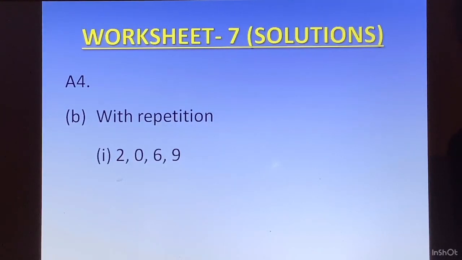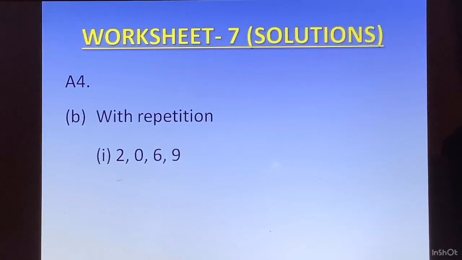Now we have to form a 5-digit number and only 4 digits are given. So we'll have to repeat. In the greatest, we will repeat the greatest digit, and in the smallest, we will repeat the smallest digit. So for greatest, we have to repeat 9 2 times. Then only we'll get a 5-digit number.